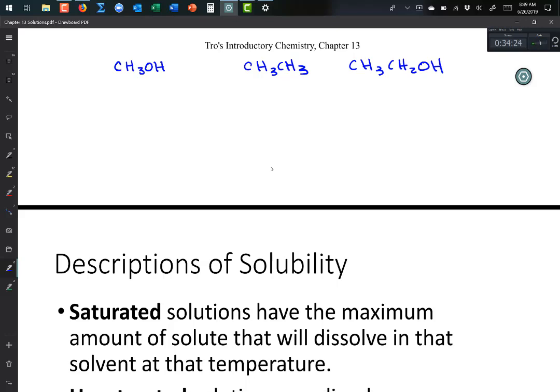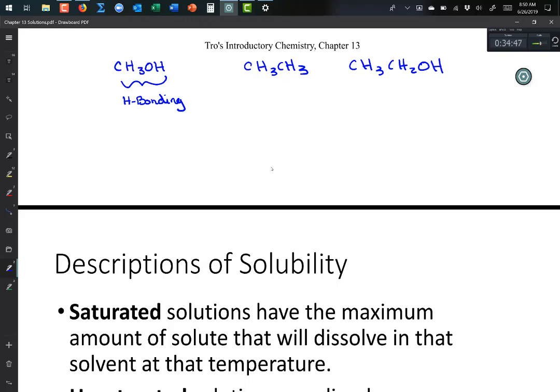There's three substances here, three different compounds. The major force of attraction, the major intermolecular force, for this first one is hydrogen bonding. That's actually from the last chapter, when we did intermolecular forces.